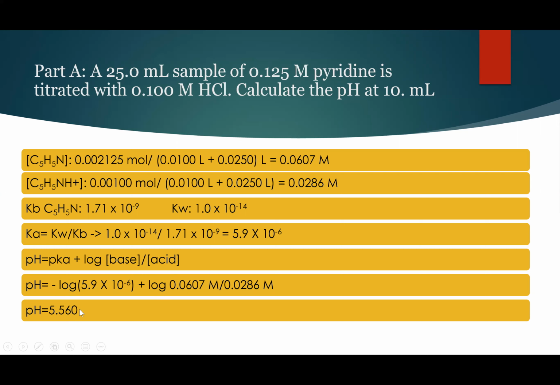Now we have three decimal spots after the decimal because our concentrations have three sig figs. And so the three sig figs show up in the pH after the decimal place.